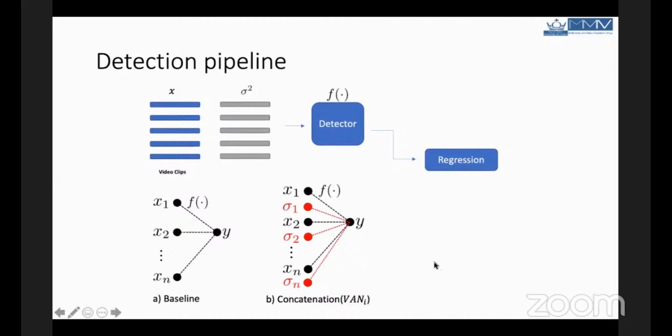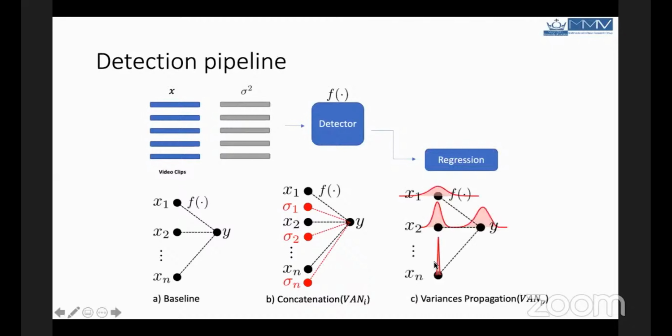So in this paper, we propose a more efficient way to use the variances. We model the input as Gaussians, and the input can be propagated through the detector function f to the output, also as a Gaussian distribution. As we can see, the mean of the output, the mu of the predictions, can be considered as the regression boundary. But how about the standard deviation? It could be considered as the uncertainty of this prediction that our model has made.